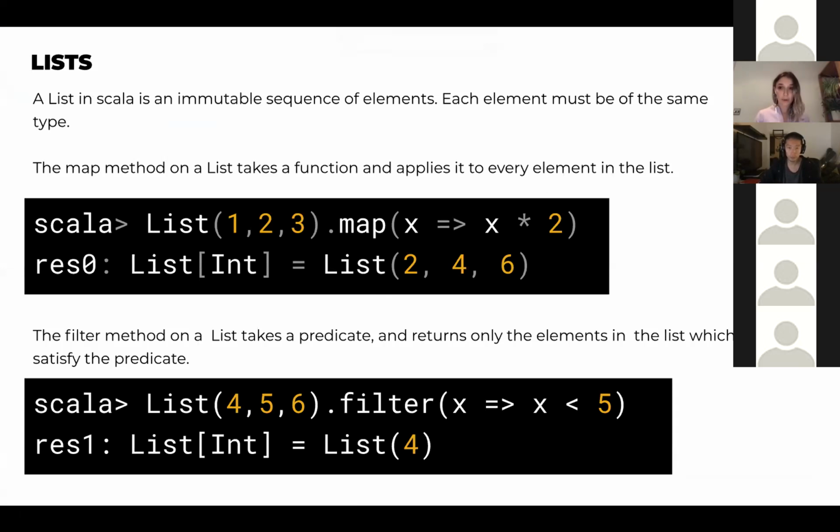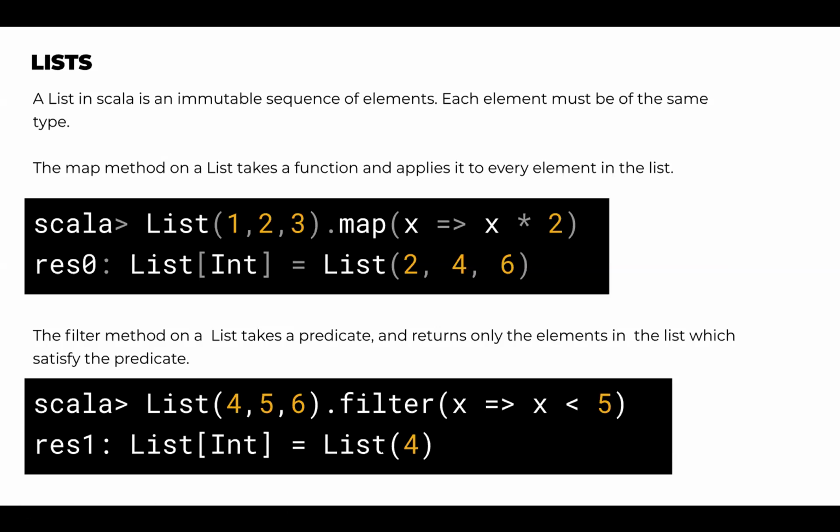And then the second one is the filter method. It takes a predicate, which is just a function that evaluates to true or false, and it keeps the item in the list if it passes the filter. So here we're filtering for numbers less than 5. So when we apply this to a list of 4, 5, 6, then we get 4.